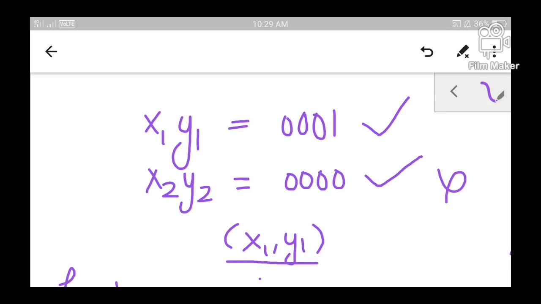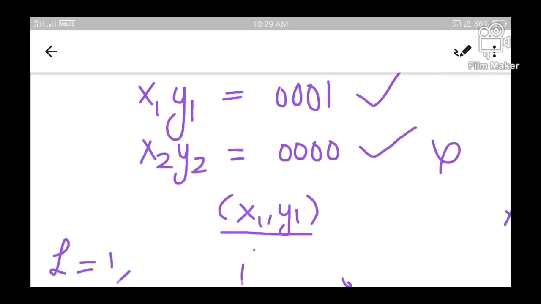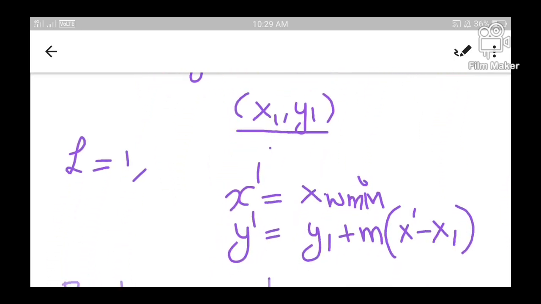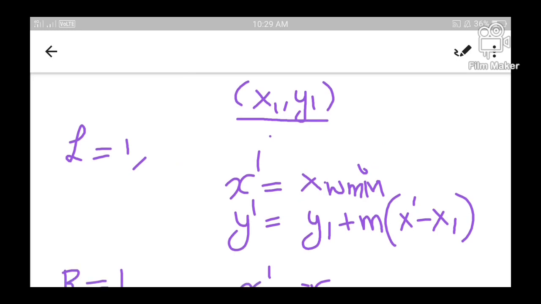From this it is clear that the line which we have taken is in such a position that one of its points is outside the window and one point is within the window. So only the outside point needs to be clipped. How can we clip? Proceeding to the next section. The point to be clipped is x1, y1.